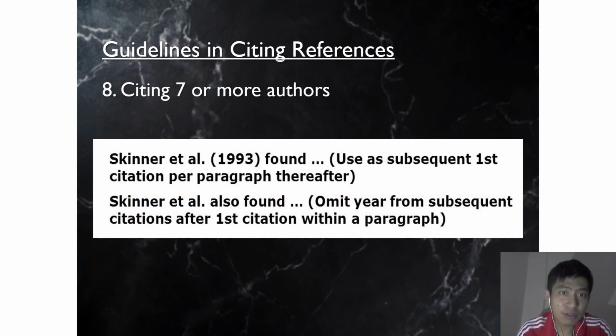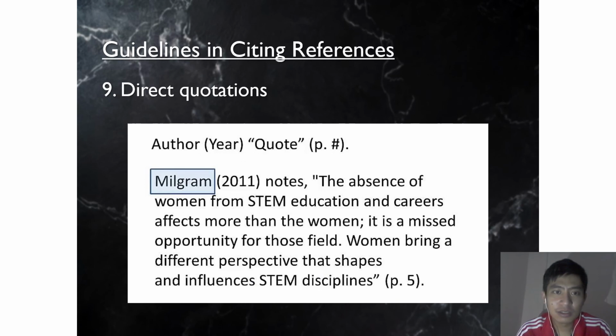So citing 7 or more authors, we have Skinner et al. 1993. So direct quotation. So Milgram 2001 notes. So we have open and close quotation. Okay. Then the page.